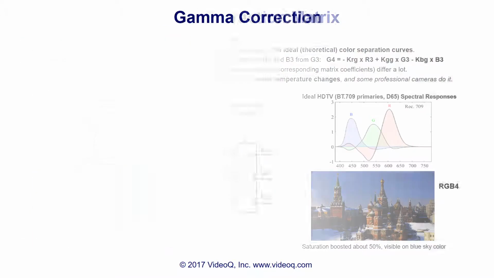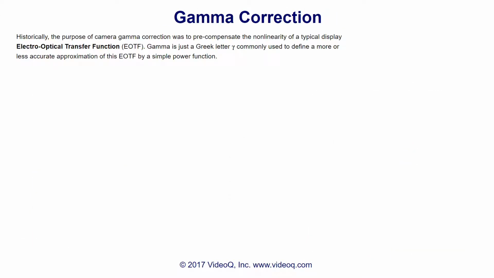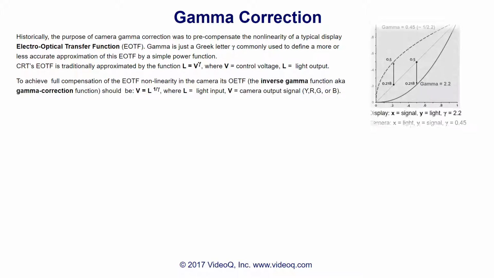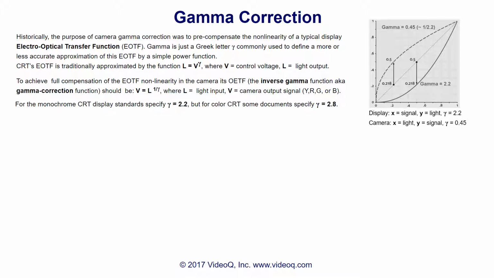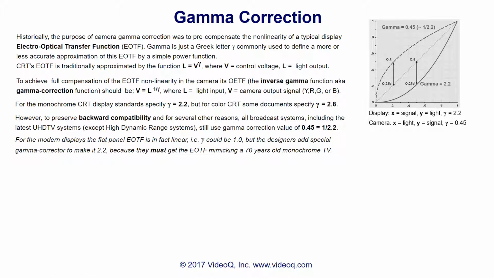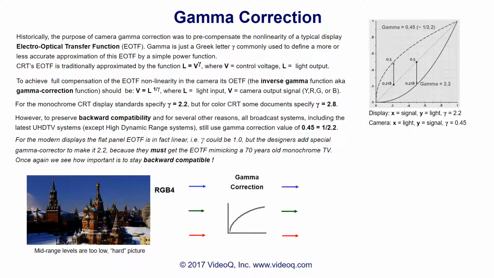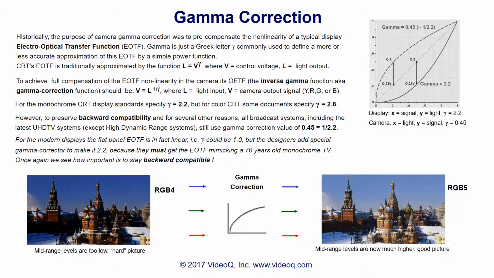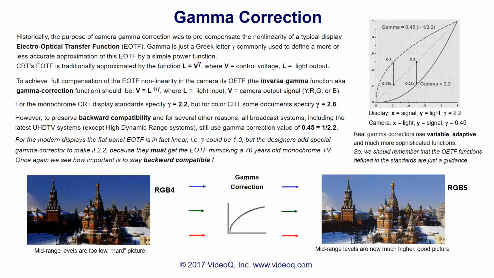Historically, the purpose of camera gamma correction was to precompensate for the nonlinearity of a typical display and its electro-optical transfer function, or EOTF. Gamma is a Greek letter commonly used to define a more or less accurate approximation of the EOTF by a power function. Standards set the camera gamma value to equal 0.45, but real gamma correctors use variable, adaptive, and much more sophisticated curves. So we should remember that the OETF functions defined in the standards are just a guidance.